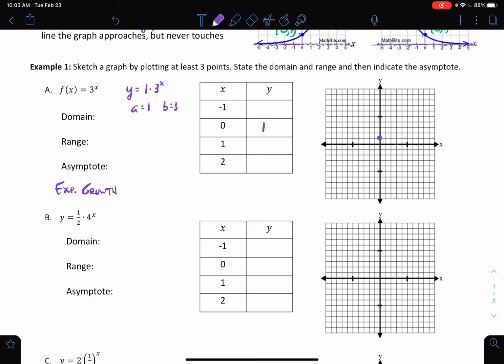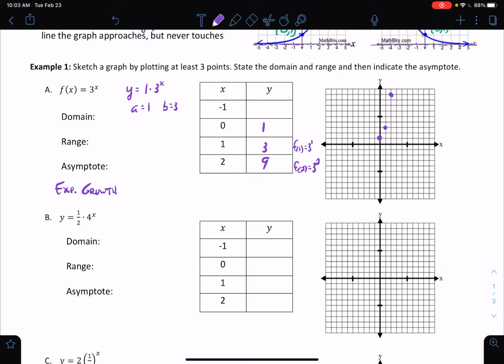If I plug in 1, I'm going to take f of 1, which is 3 to the first power. 3 to the first is 3. So if I plug in 1, I get out 3. If I plug in 2, f of 2 is going to be 3 to the second power. Well, 3 squared is 9. So if I plug in 2, I get out 9. There you start to see that growth, how it's kind of shooting upwards.